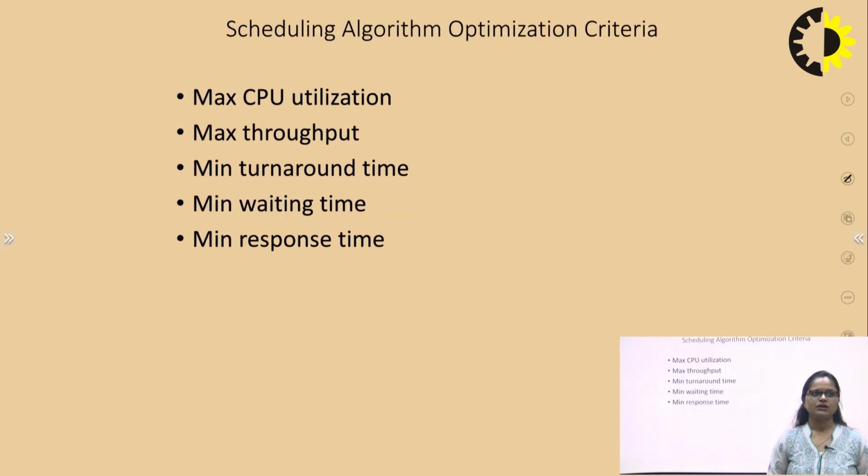So these are the scheduling algorithm optimizing criteria. If you want to optimize, there should be maximum CPU utilization, maximum throughput, minimum turnaround time, minimum waiting time, so a process should wait minimum to get the CPU, and minimum response time, so the first response should come as soon as possible.